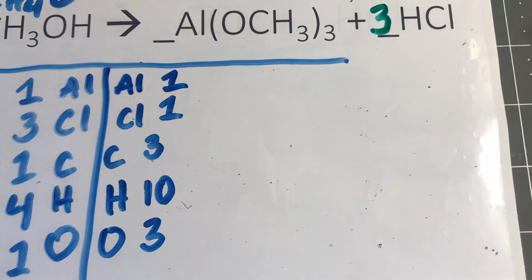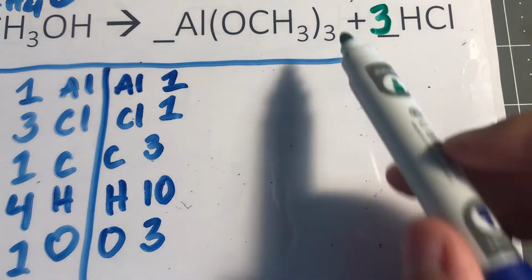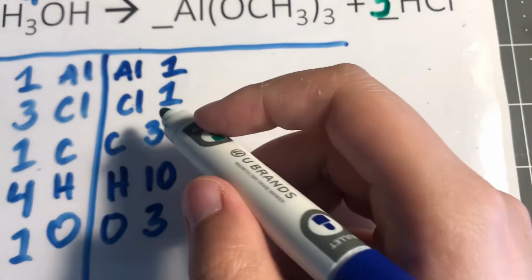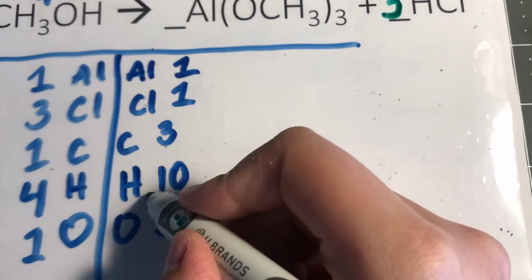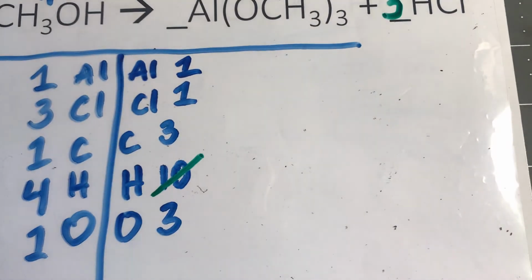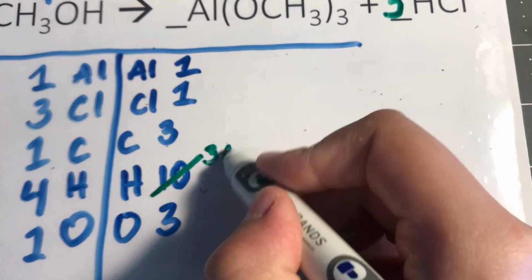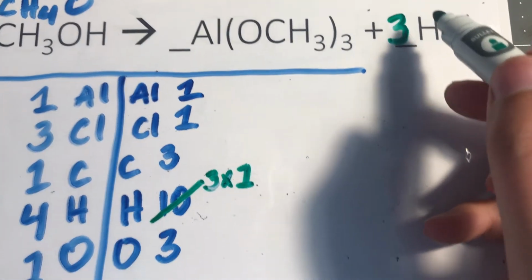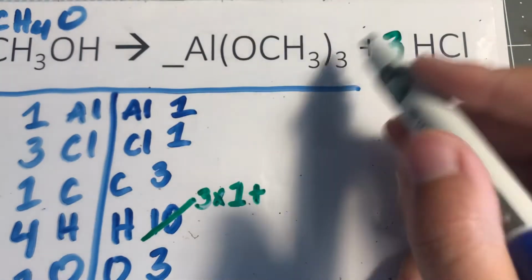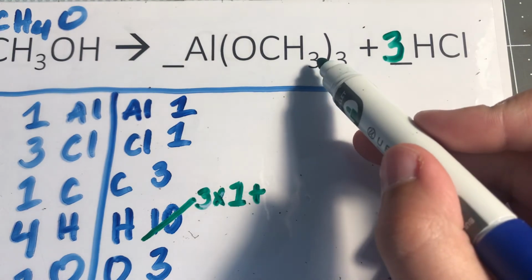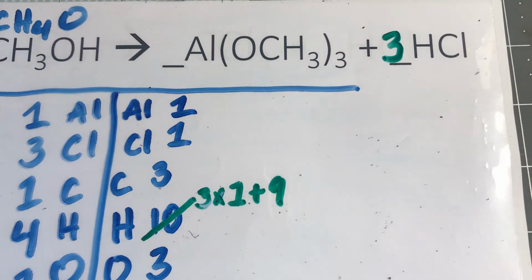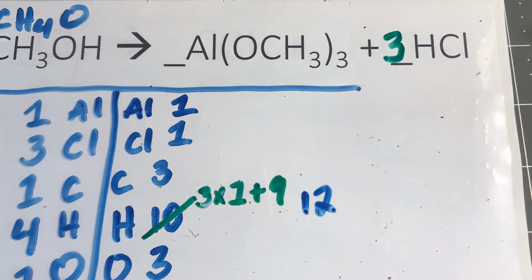So 3 times H is 3, and then we already had 3 times 3 H's, which is 9. So what that means is this is going to change. We have our 3 times 1, which is here, plus the 9 H's that occur from this polyatomic group, for a grand total of now 12 hydrogen atoms.